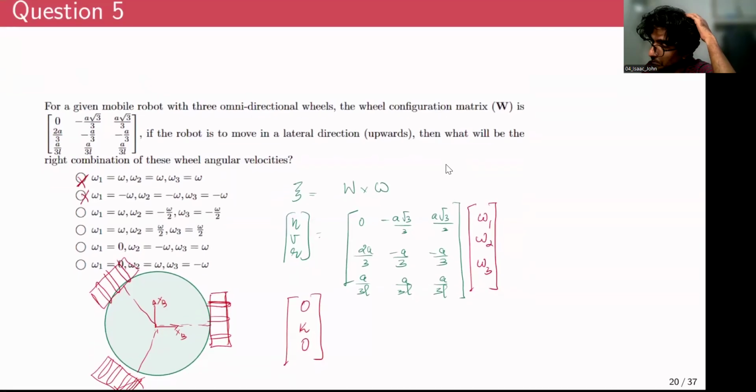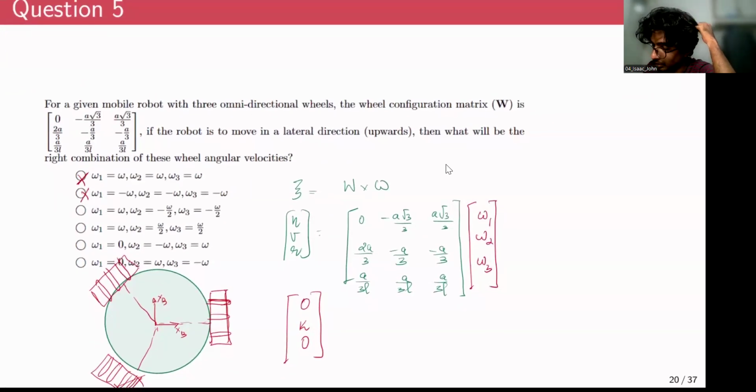What about the third option? Omega 1 is omega, omega 2 is minus omega by 2, omega 3 is minus omega by 2. Right? So you can try that. I'll substitute the third option, omega, minus omega by 2, minus omega by 2.